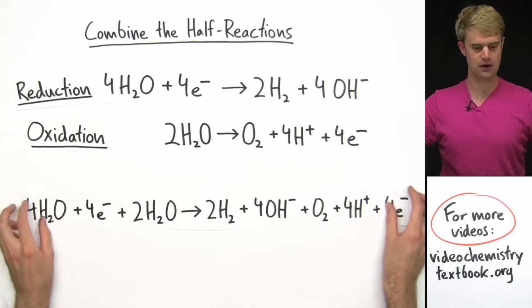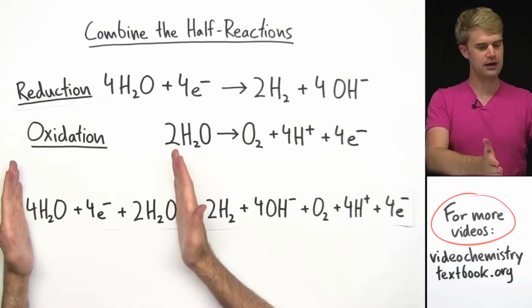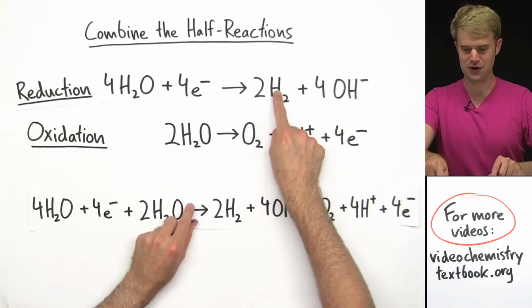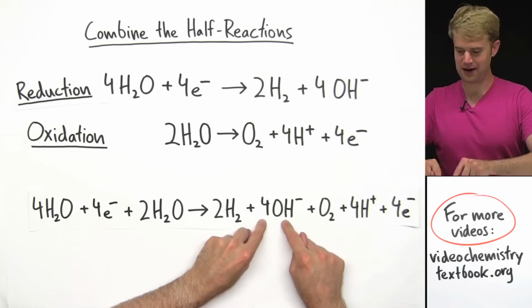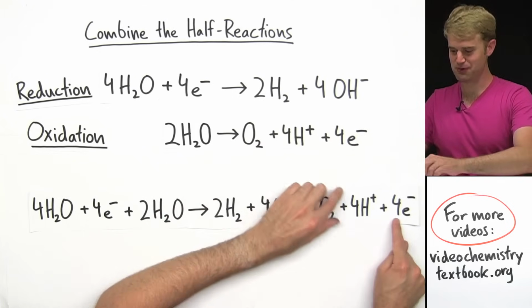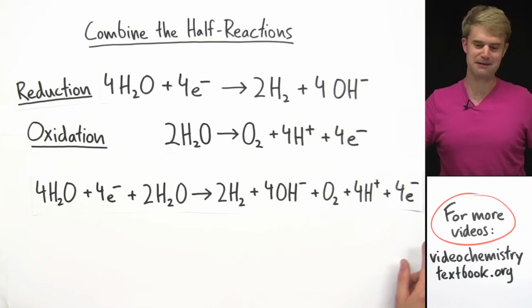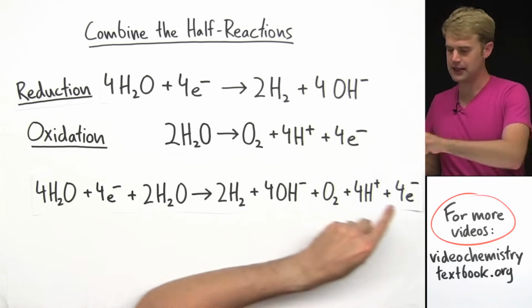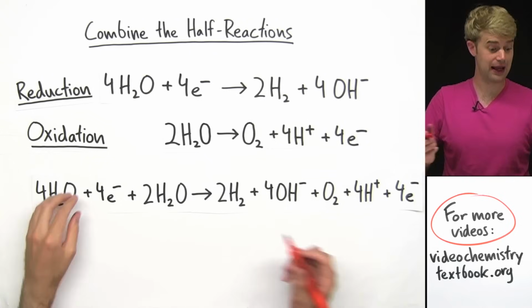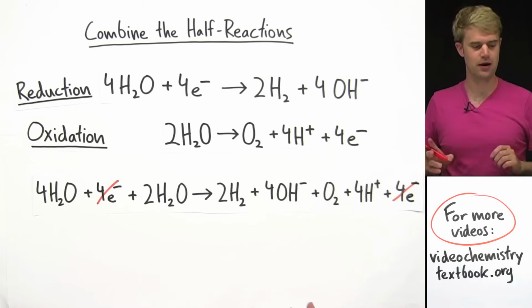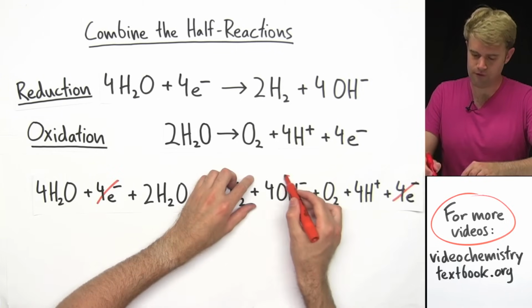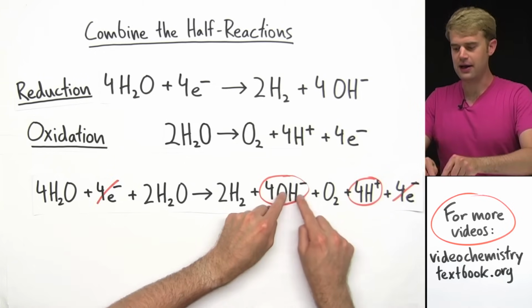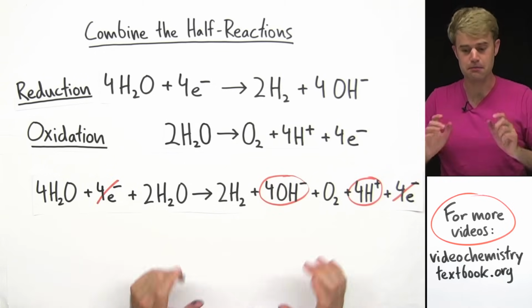We're going to get this. We take everything from this side of the equation and put it here, 4H2O, 4e minus, 2H2O. Then we have our arrow, and then we have 2H2, 4OH minus, O2 plus 4H plus, 4e minus. All right, now there are a few things that we can do here. If something appears on both sides of the arrow here, we can cancel it out. So we'll get rid of this one and we'll get rid of this one. But that's not all we can do. Look at this. We have 4OH minus here and we have 4H plus. OH minus and H plus combine to make water.